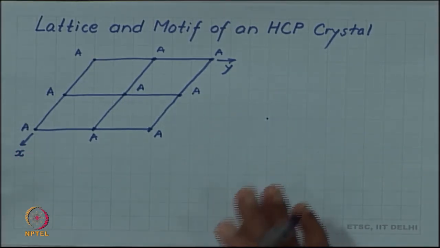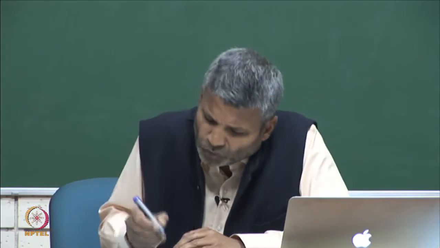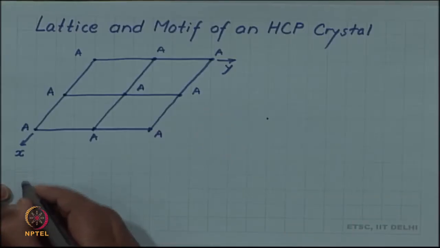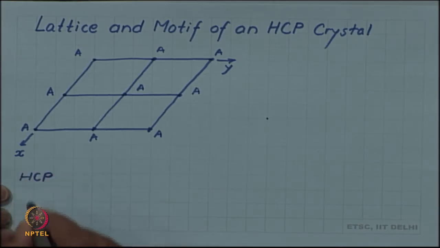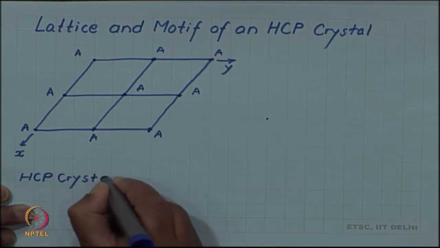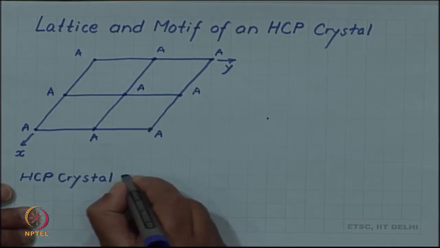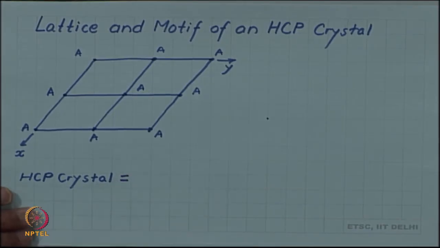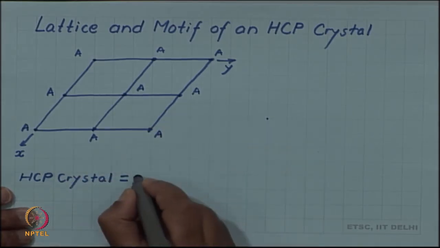Now, but this is only the lattice, this is the simple hexagonal lattice. So, we have our hexagonal. So, let us write our equation. Remember, we said that any crystal structure and thus HCP crystal structure can be described as a lattice plus motif. So, we write HCP crystal as a lattice and we recognize that the lattice is simple hexagonal.